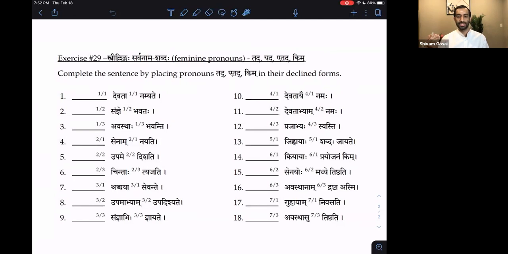And then the tad would be, what's tad 6-1? Tasyaha, right? Then just keep going all across the board. Yasyaha, etasyaha, kasyaha. Okay. So what is the reason for that action? For which action? For this action? For what action? What is the reason for what action? That's a bit funny sentence.